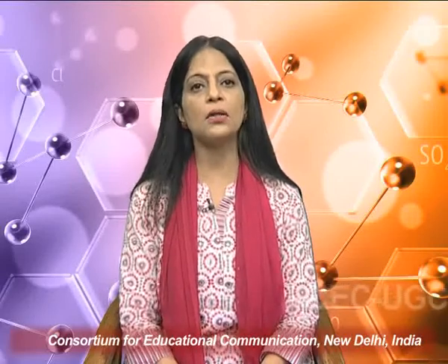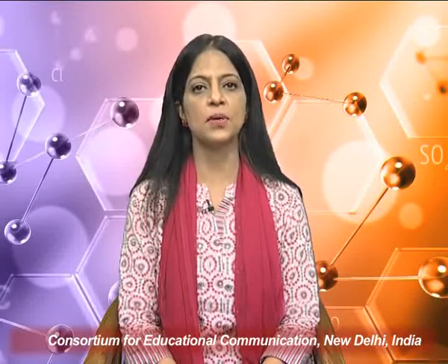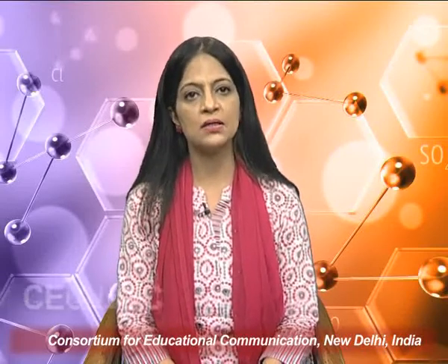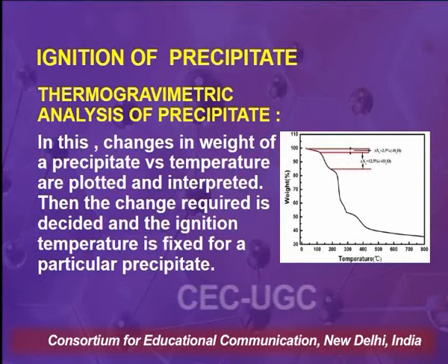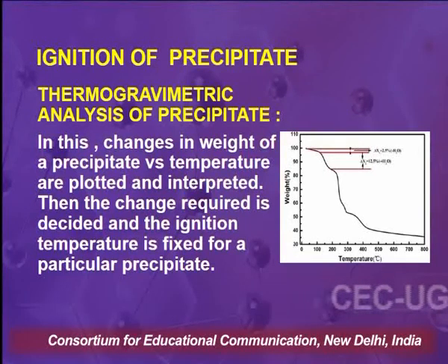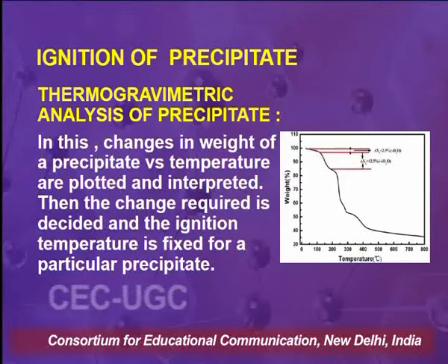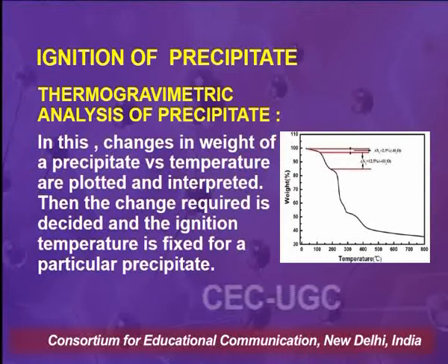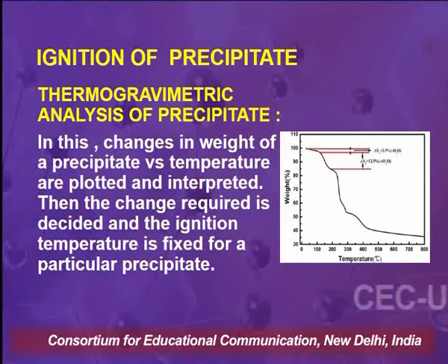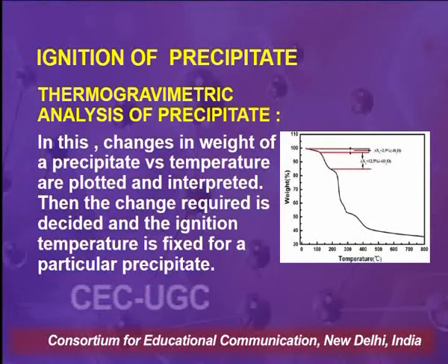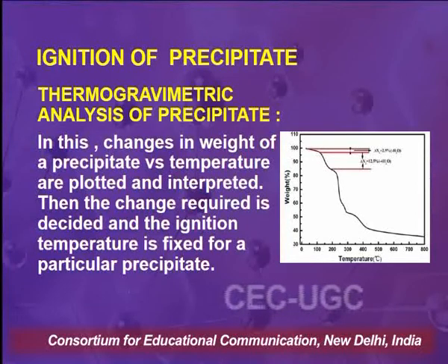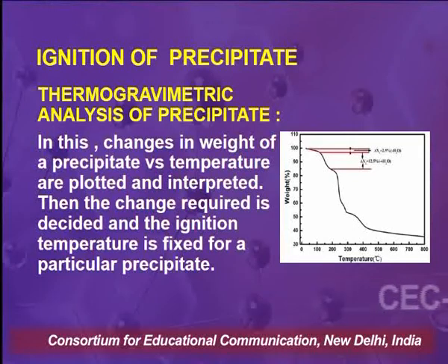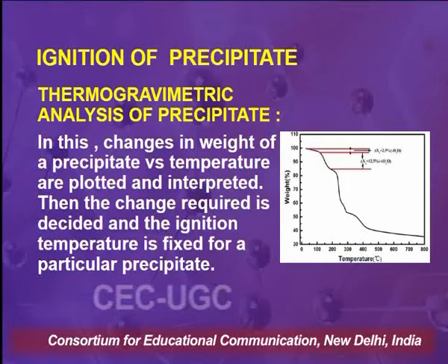Once we talk about the thermogravimetric analysis of a precipitate, in this case the changes in weight of a precipitate versus temperature are plotted and interpreted. As you can see in the adjoining figure, the temperature is taken on the x-axis, and the weight, or change in the weight of the precipitate, is taken on the y-axis. The change required is decided and the ignition temperature is fixed for a particular precipitate.